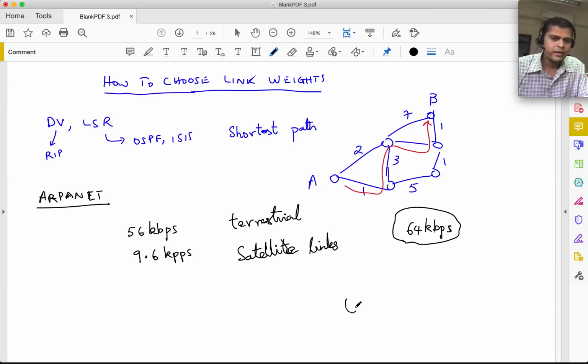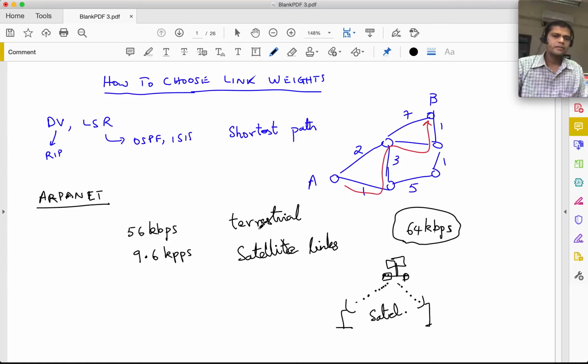Okay, so a satellite link, you may have an antenna like this, and let's say that there is a satellite out there up in space. So the satellite gets data and it forwards it to another ground station, let's say. So this would be a satellite link.